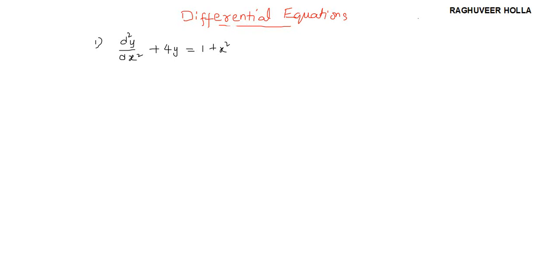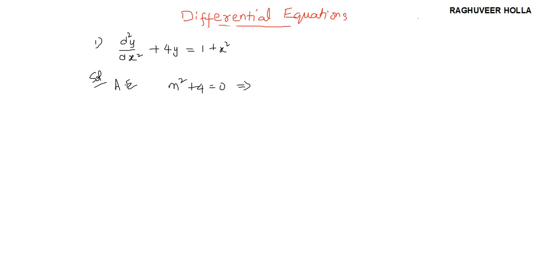Let us try to solve this differential equation. This is a second order differential equation, and it is non-homogeneous. Let us find the auxiliary equation first. The auxiliary equation corresponding to this would be m square plus 4 is equal to 0.